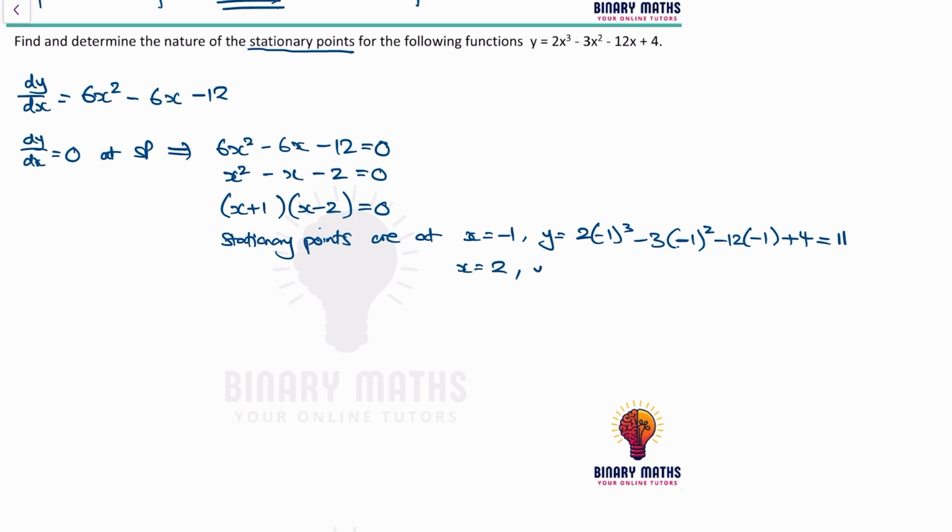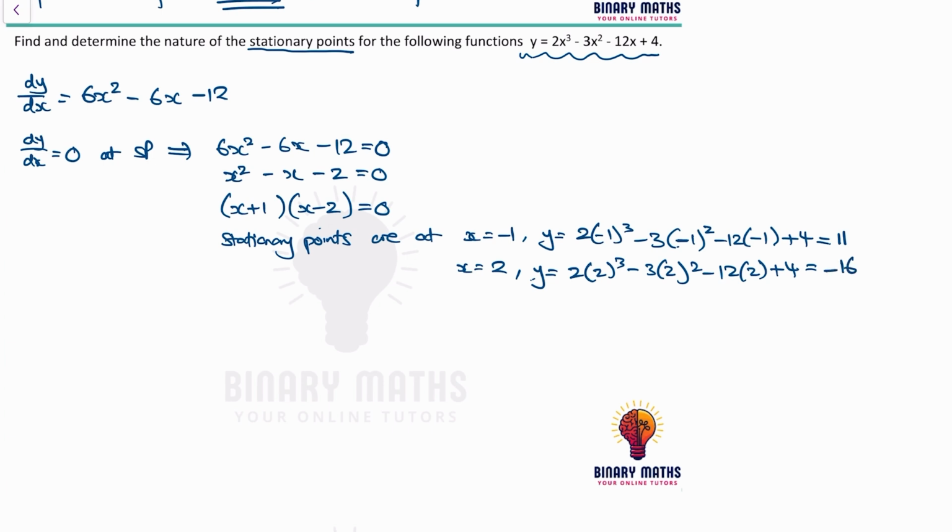For x equals 2, you substitute into y, which is this one, by the way. So y is equal to 2 times 2 cubed minus 3 times 2 squared minus 12 times 2 plus 4, which is equal to 16 minus 12, which is 4. 4 minus 24 is minus 20, plus 4 is minus 16.